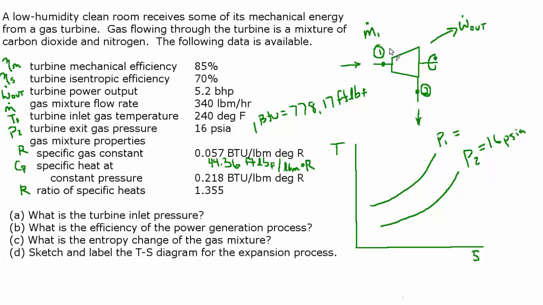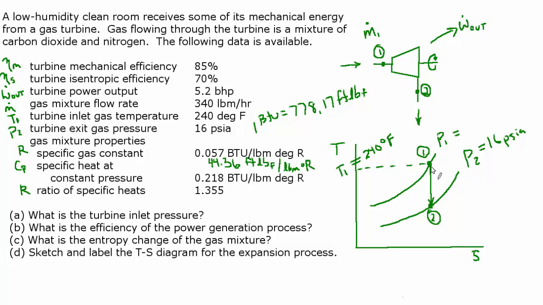So imagine this state 1 is known. We can also say we know the temperature, T1. T1 equals 240 degrees Fahrenheit. So as this expansion happens, if it were perfect isentropic efficiency, then state 2 would be directly below. Remember, isentropic means no change in entropy, so no losses. So if it's on TS, that has to be a perfectly vertical line from state 1 to state 2.